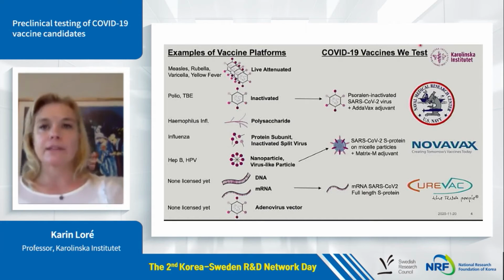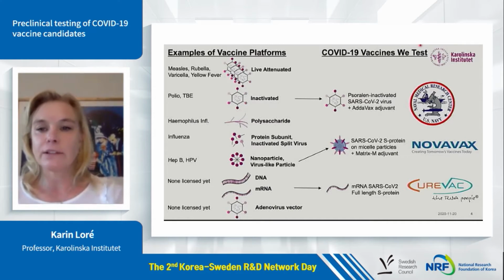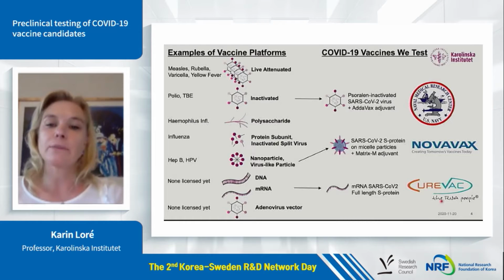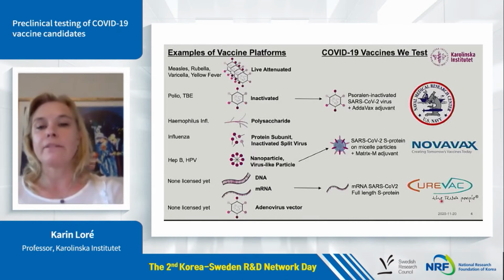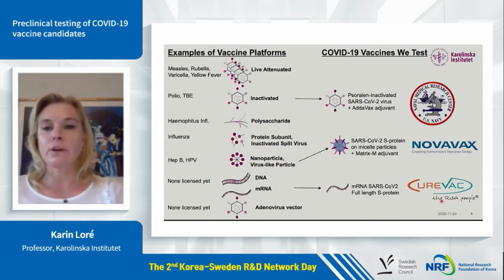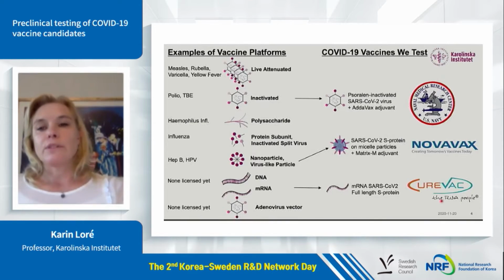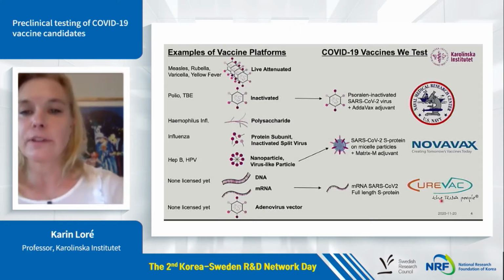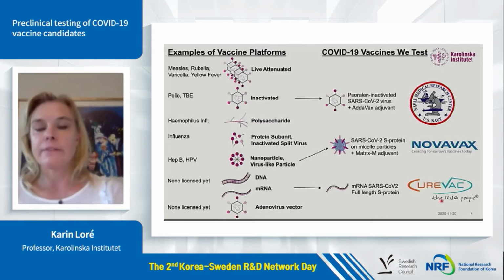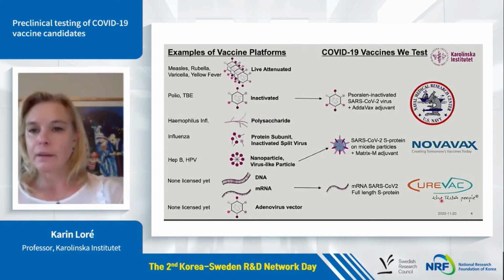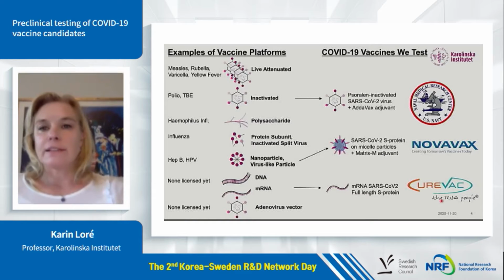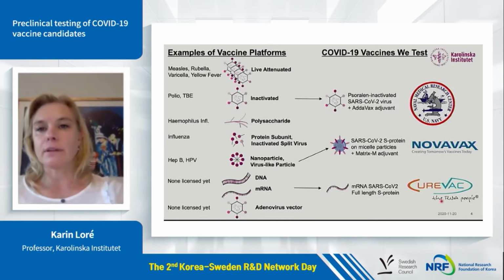So these are the vaccines that we're testing today. We're continuing to work with CureVac, and we test their mRNA vaccine to SARS-CoV-2. We're working with Novavax, which has a nanoparticle vaccine with a Matrix-M adjuvant, which is an adjuvant that was actually developed in Uppsala in Sweden. And we're also testing a whole inactivated virus vaccine developed by the US Navy.